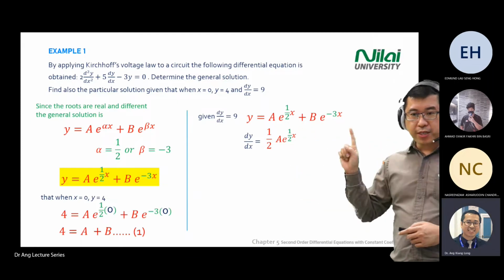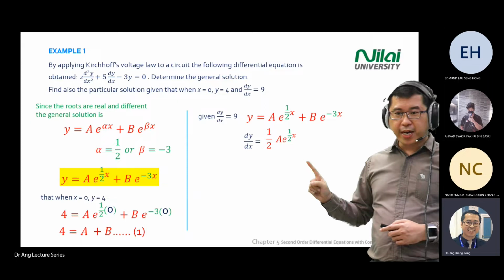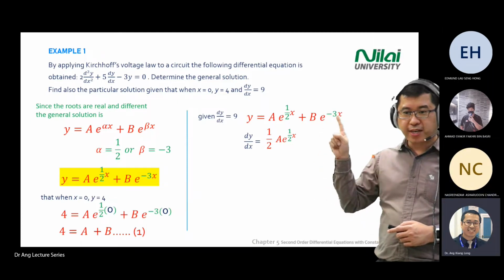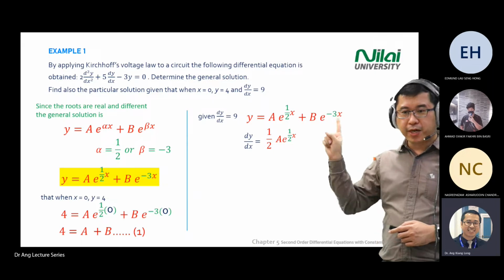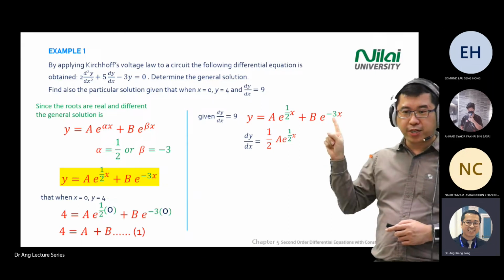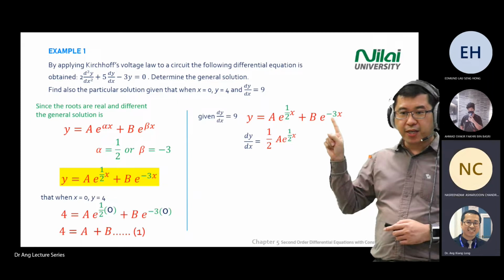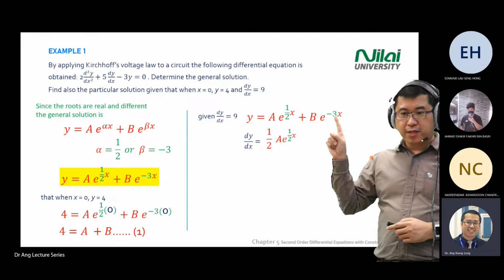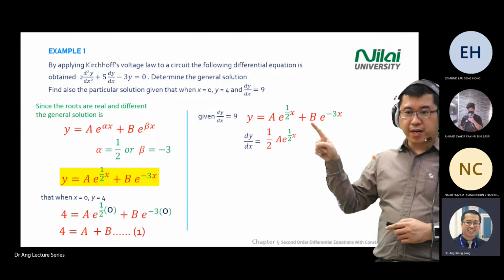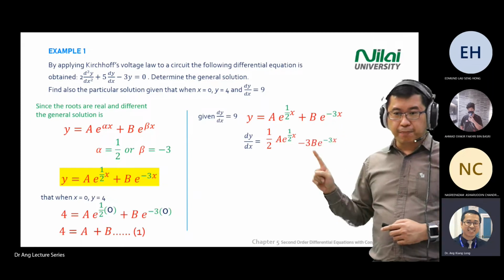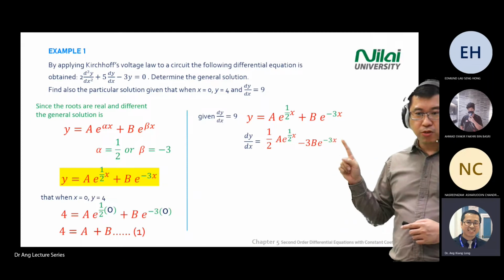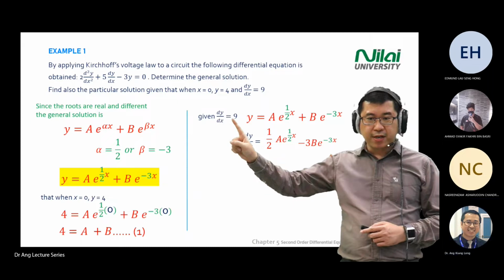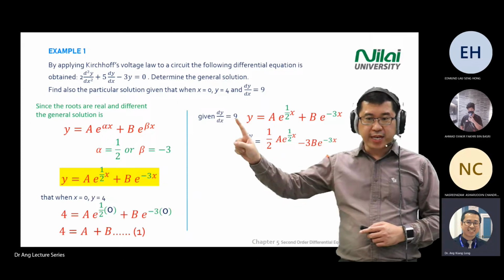You differentiate this one, b continue carry, e power minus 3x continue to carry, but remember to go inside here to differentiate. So you get negative 3. Negative 3x, you differentiate over x, you get minus 3. So minus 3, you pull in front. You will get minus 3b e power minus 3x. You get this one. You link with this one. This one equal to 9.